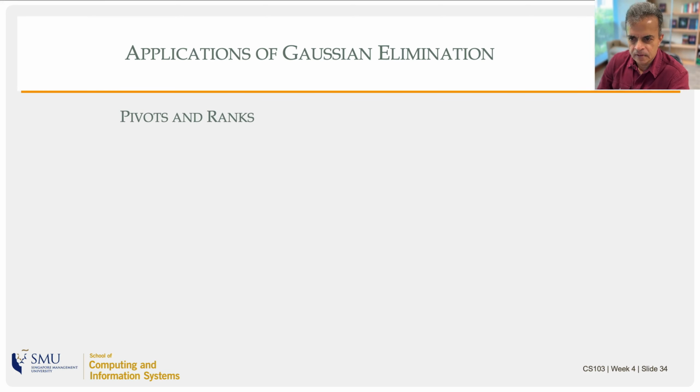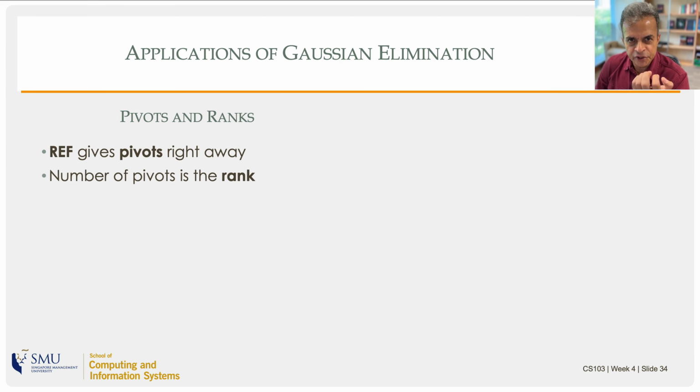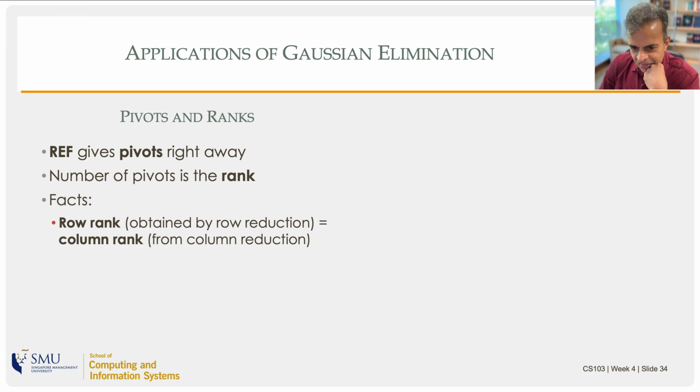Let's take a look. Pivots and ranks. A pivot is the first non-zero element in a row of a matrix after you have put the matrix in the Row-Echelon Form, REF, so that you get pivots right away. And then you know that the number of pivots is the rank of the matrix. Then there is this idea that the row rank, which is what you get by applying the elementary row operations and getting to the REF, that process is also called row reduction. And a column rank, if you were to apply elementary column operations and then get to the pivots, you will get the same number. That is not completely obvious when you put it this way, but it is true.